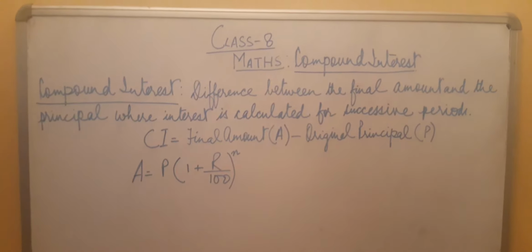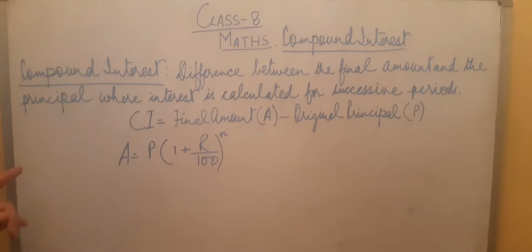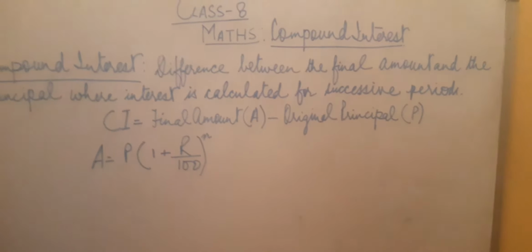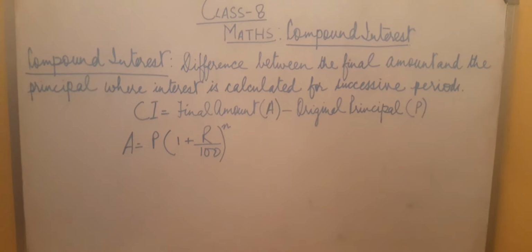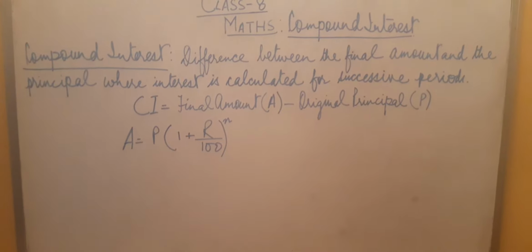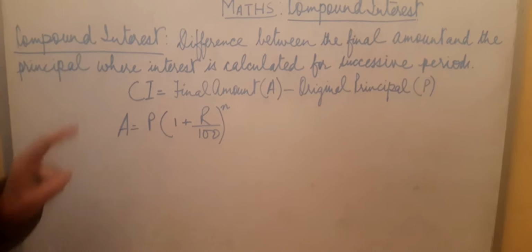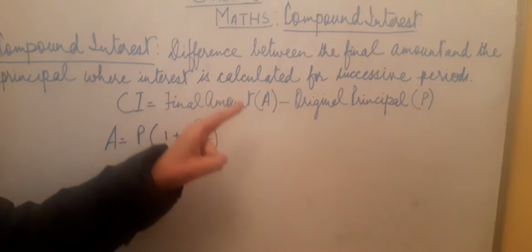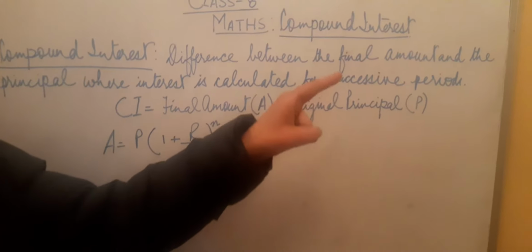Dear students, now we'll be discussing the topic compound interest. Compound interest is the difference between the final amount and the principal, where interest is calculated for successive periods. CI is equal to the final amount, that is A, minus the original principal, that is P.